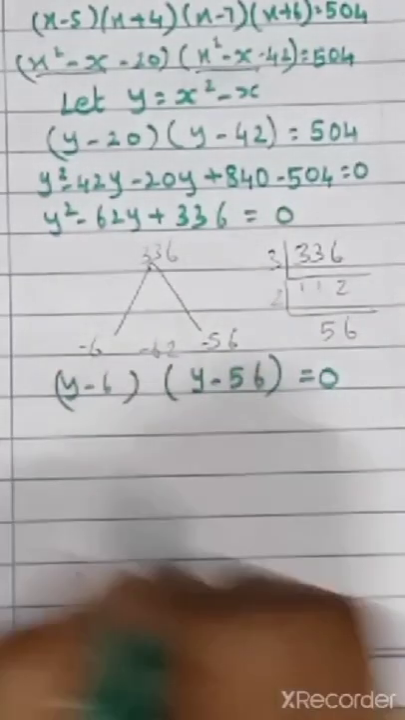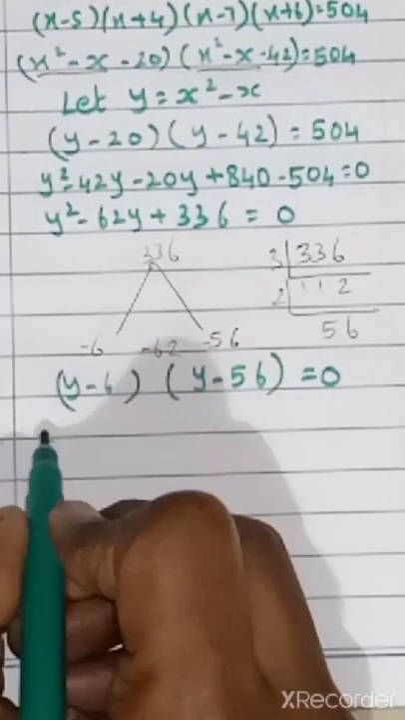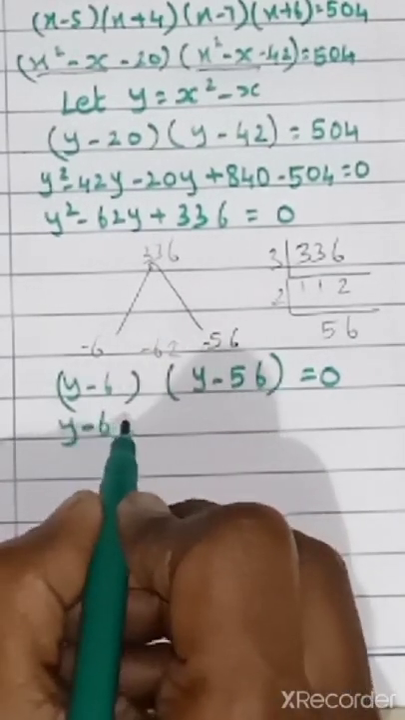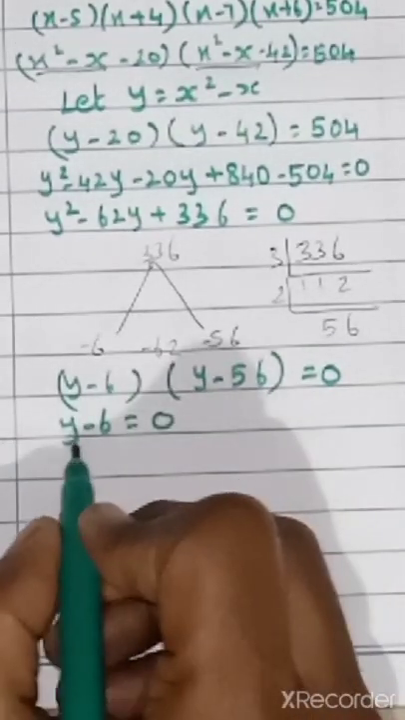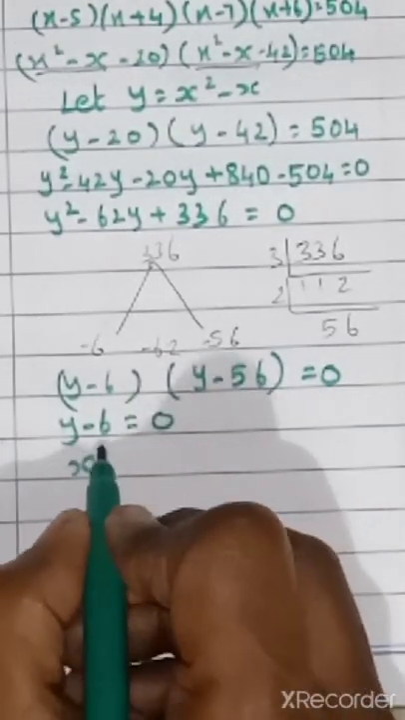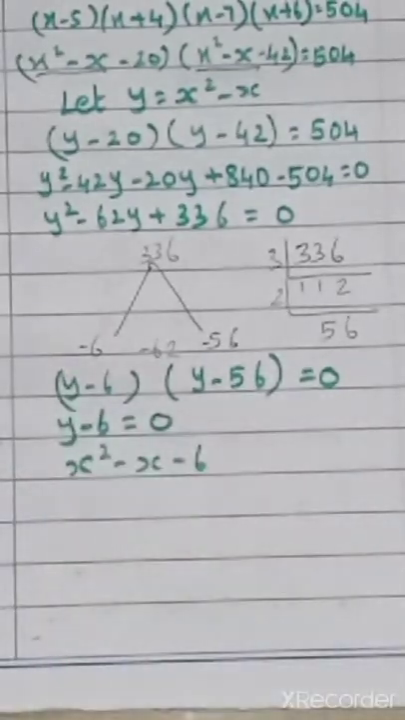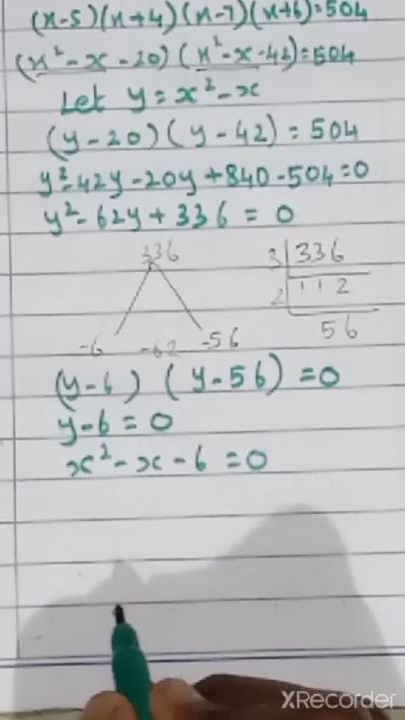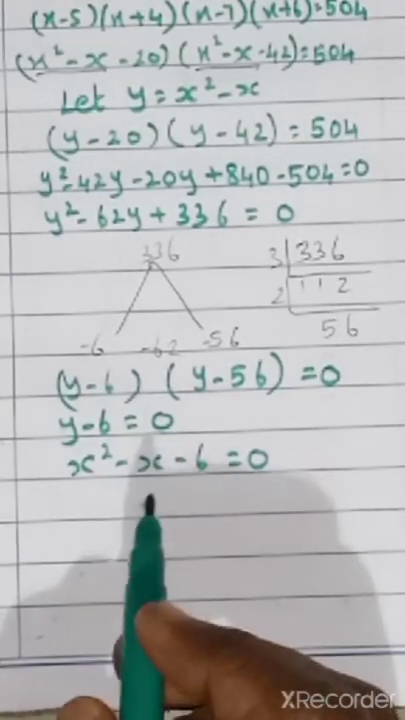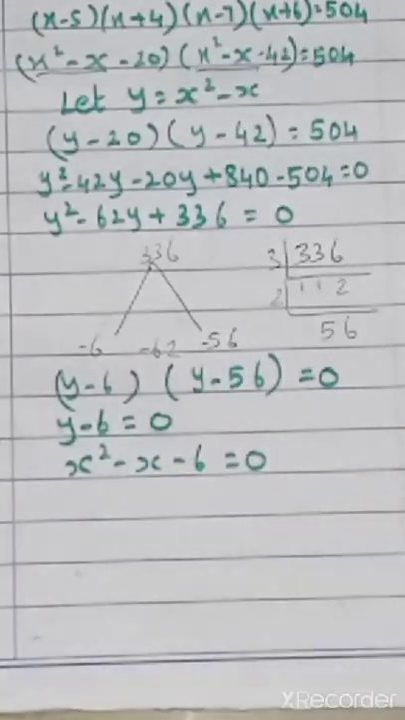So separately we can write this one. So how can we write y minus 6 equal to 0? Now what is your y value? x square minus x minus 6 equal to 0. Correct? Again, if you simplify this, y minus 6 equal to 0.